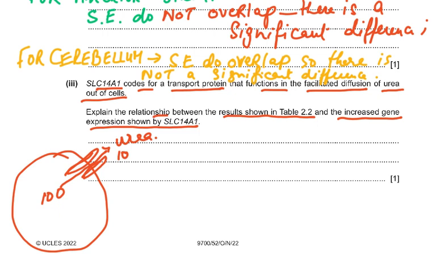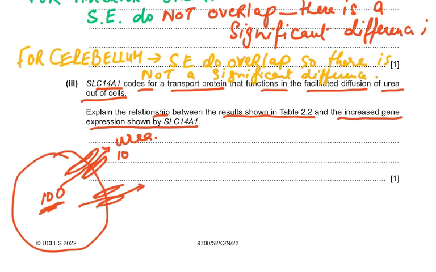What was very simple. More urea in the cell. So more transport proteins, more removal of the urea. If there's more urea in the cell, there'll be more transport proteins, and more of the urea will be moved out of the cell because it's toxic, it's bad for the cell.